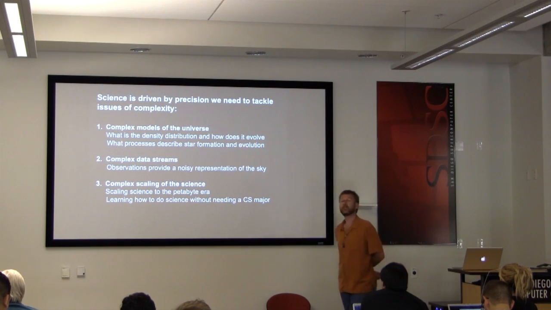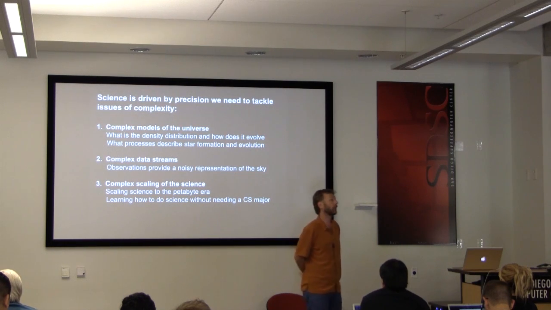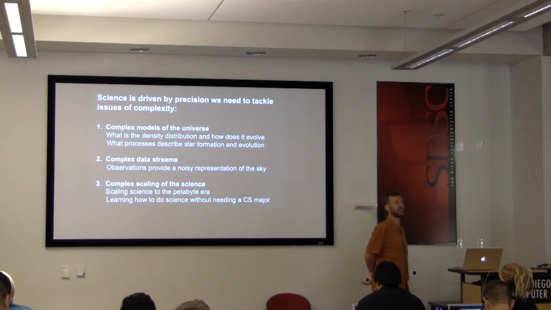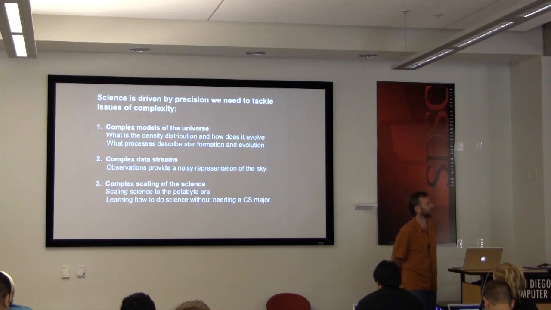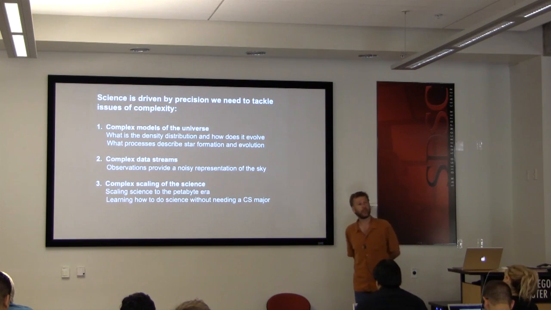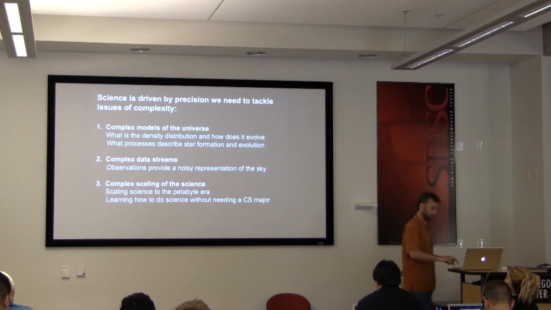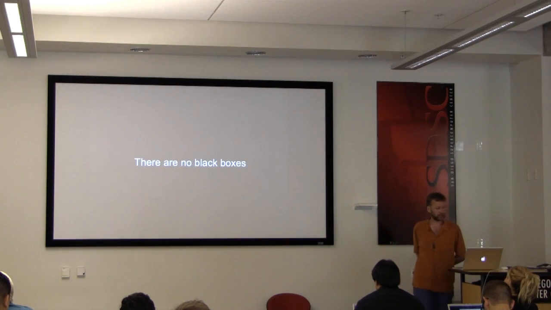And then we have the complexity of the scaling of the types of science that we want to do. If you just take naive applications, then a lot of the techniques that we work with scale as n squared or n cubed. You increase the data volumes by a factor of 1,000, then that becomes a problem for you. So how do we deal with this?